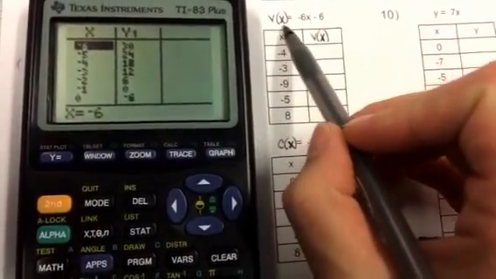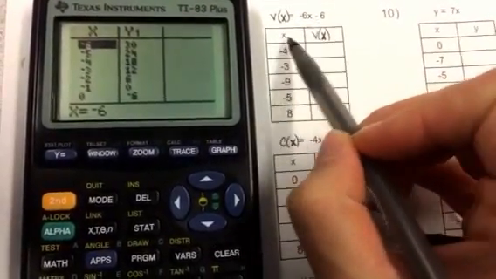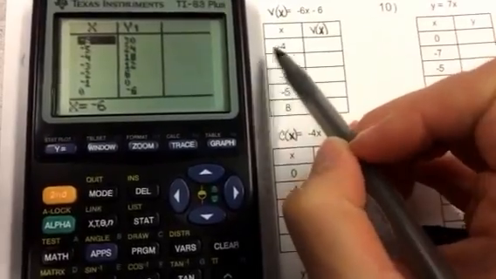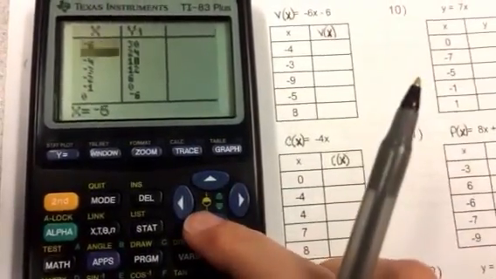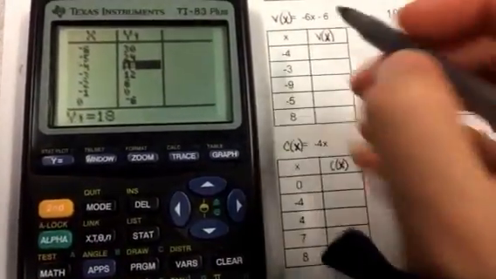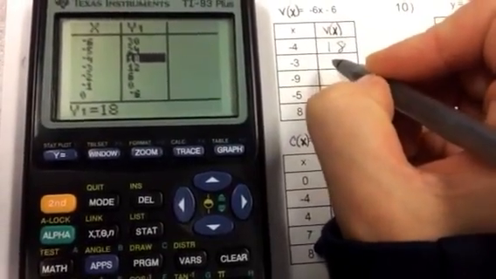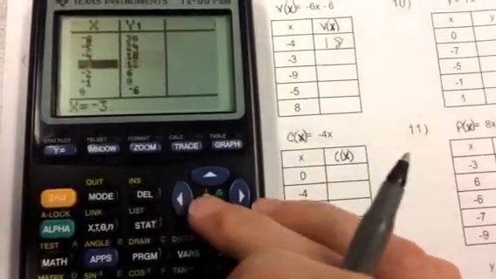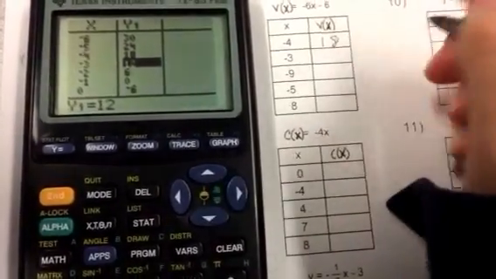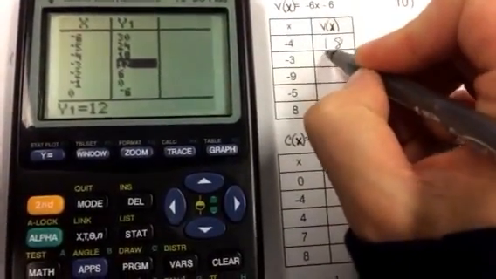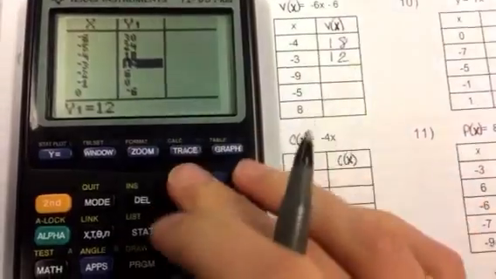So I see v of x equals negative 6x minus 6. When my input is negative 4, I have 18. Great. When my input is negative 3, my output is 12. V of negative 3 is equal to 12.